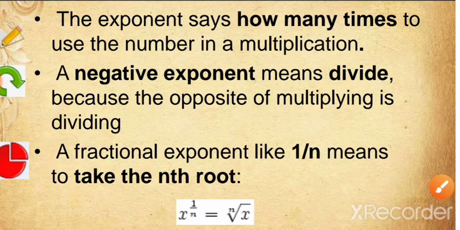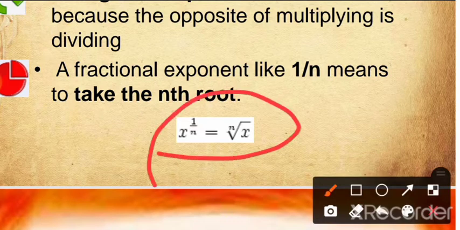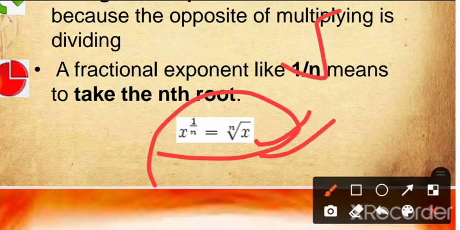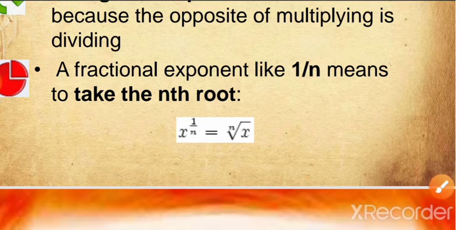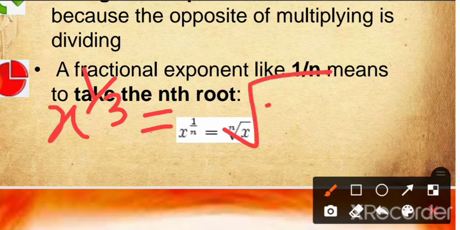So now the next point is a fraction. A fractional exponent like 1 upon n means to take the nth root. If a number is given as x power 1 upon n, calculate its nth root. Another example, if we calculate x power 1 by 3, it means calculate the cube root of x.